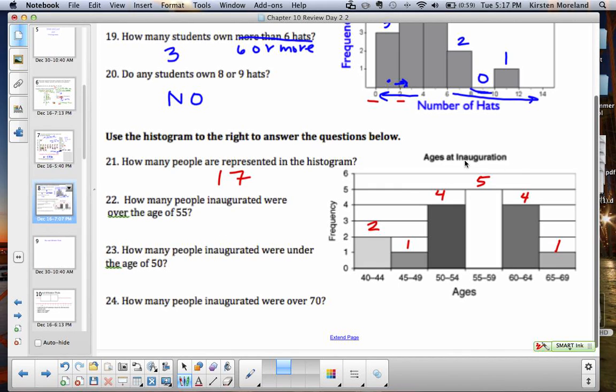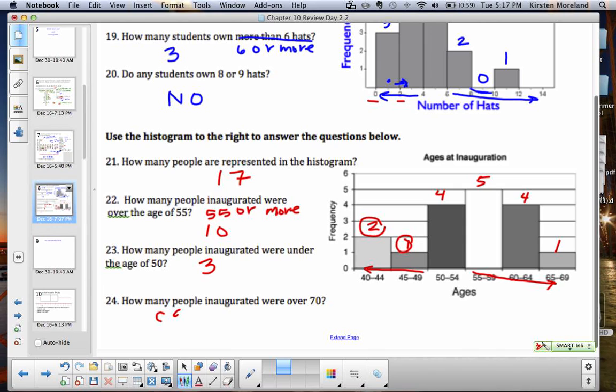So this is the age of inauguration. So we're over the age of 55, which means, and again, I should write this as 55 or older, or 55 or more. Okay, so if I look this way, I have 5, 9, 10. How many people were under the age of 50? So I look this way. There's only 3, 2, and 1. So 3. How many people inaugurated were over 70?